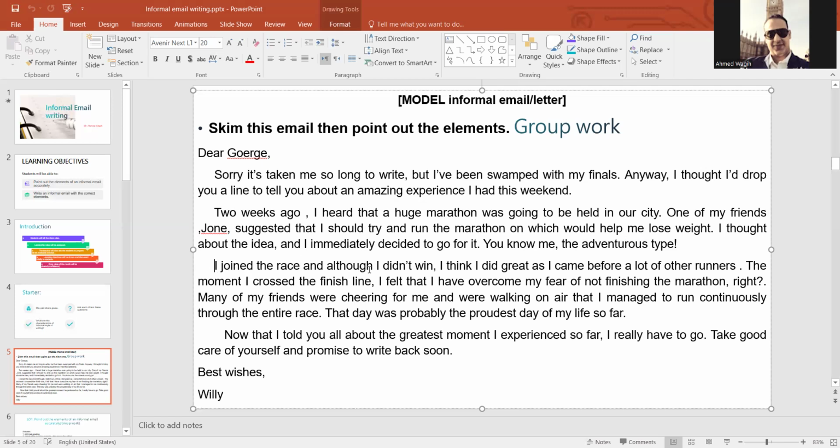I joined the race, and although I didn't win, I think I did great as I came before a lot of other runners. The moment I crossed the finish line, I felt that I have overcome my fear of not finishing the marathon. Right? Many of my friends were cheering for me and were walking on air. Walking on air. This is figurative language. That I managed to run continuously through the entire race. That day was probably the proudest day of my life so far.